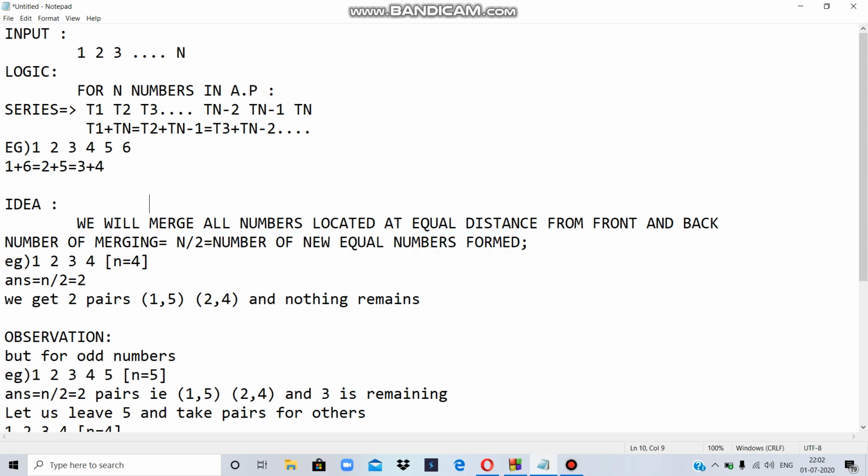Okay, now let's use this newly derived formula. If I have n equal to 4 and the numbers are 1, 2, 3 and 4, then according to this part we'll have two mergings, and those will be 1 and 4, and 2 and 3. Now if I have 1 and 4, I will get some 5, and if I get 2 and 3, I will get some 5 here as well. Therefore I've got two pairs and nothing remains in the series now. So by this I get two pairs.